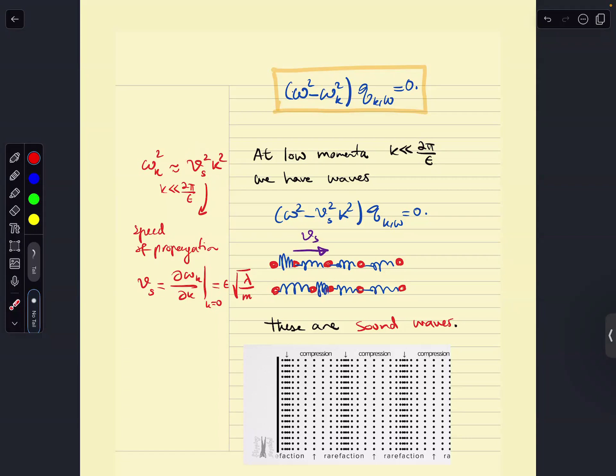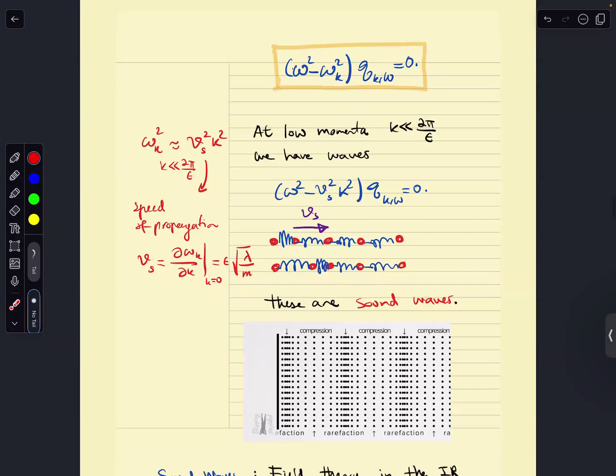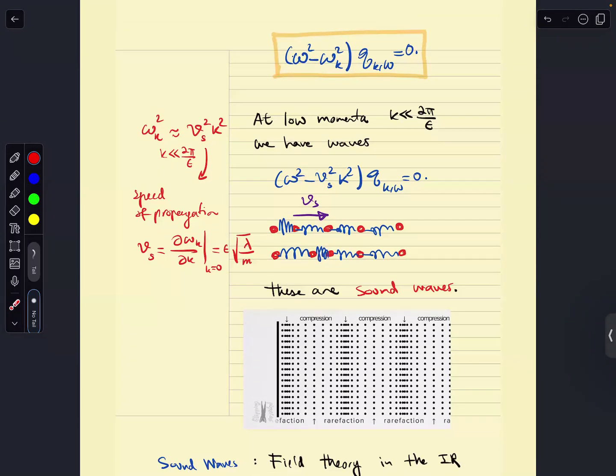So these are the sounds, so you could think of them as compression, stretch, compression, stretch, compression, stretch. Any questions?